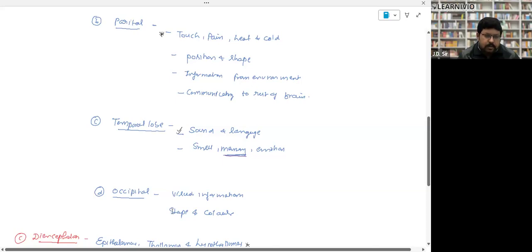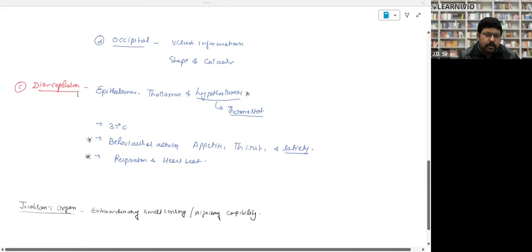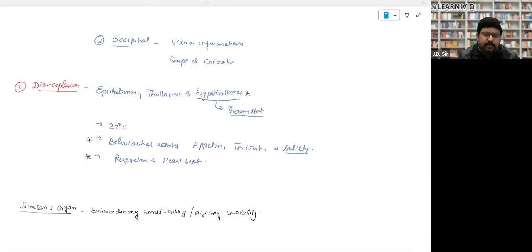Great. Then come to the diencephalon, the third part of the forebrain. It has three regions: epithalamus, thalamus, and hypothalamus. You need not understand all these regions. Hypothalamus, we have studied, is a gland. This is a thermostat, right? It controls your body temperature at 37 degrees centigrade.